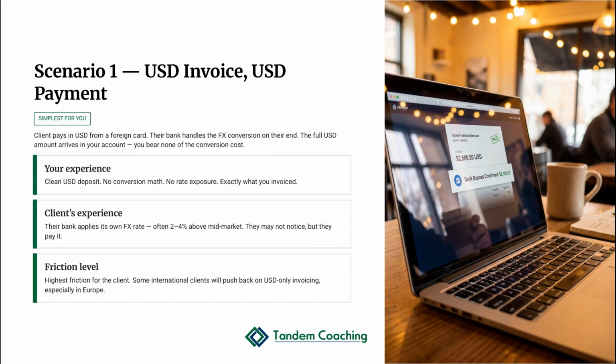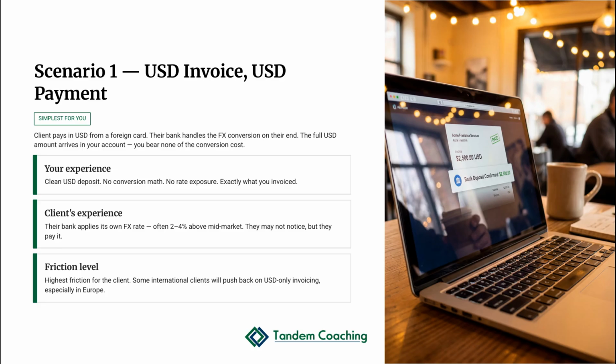Scenario 1 is the simplest configuration to maintain and the highest friction for the client. You invoice in USD. The client pays in USD from their foreign card. The client's bank handles the FX conversion at their bank's rate, which usually runs 2 to 3% above mid-market. The full USD amount arrives in your account with no FX cost showing on your side.